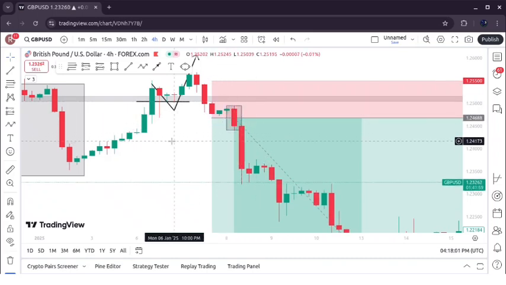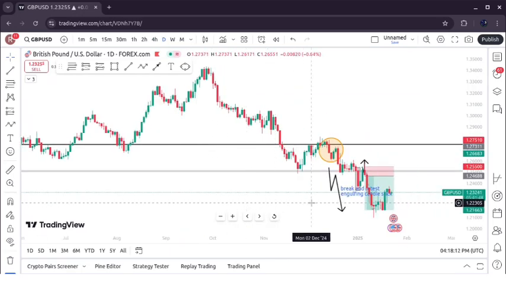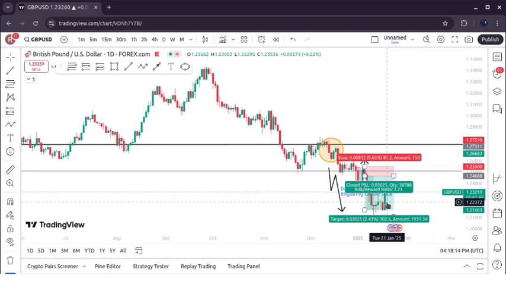The moment I saw that, I was like, well, this trade is now ready to be executed. I entered that trade and held for just about 3 days, and I was able to close with over 300 pips, which is pretty amazing, guys.